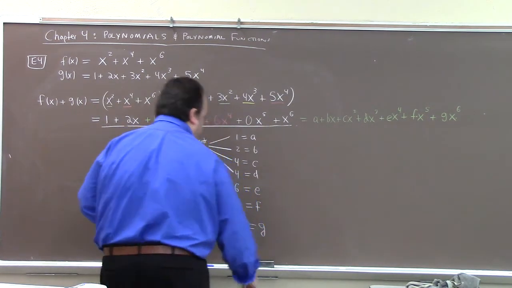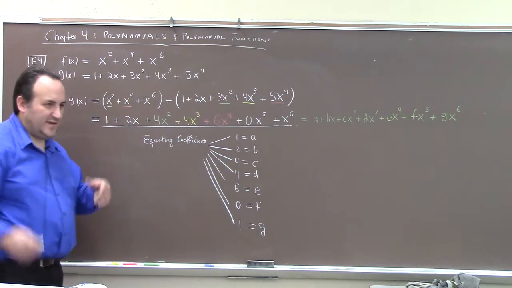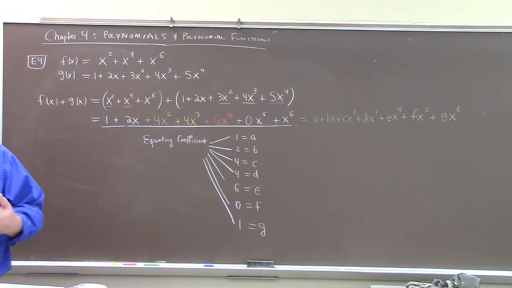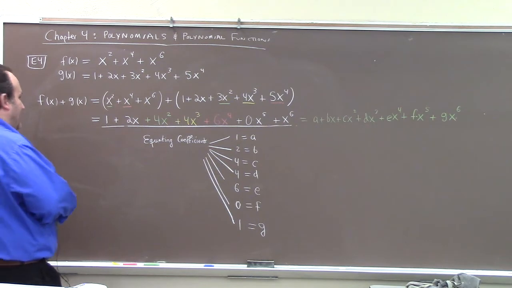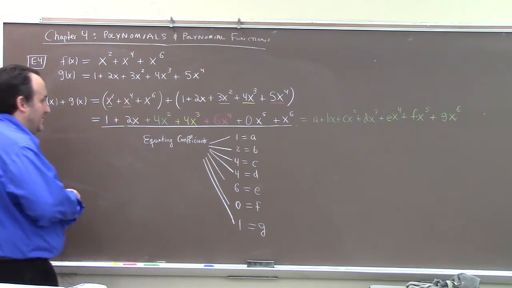So the reason I was mentioning that plus 0x to the 5th is that's kind of an important idea, because there are places where we'll need to be able to identify coefficients of polynomials. It's an important skill. So I thought I'd mix up this adding example with a comment about equating coefficients, because I personally get bored adding polynomials. It's just too easy, right? Easy's good, right?